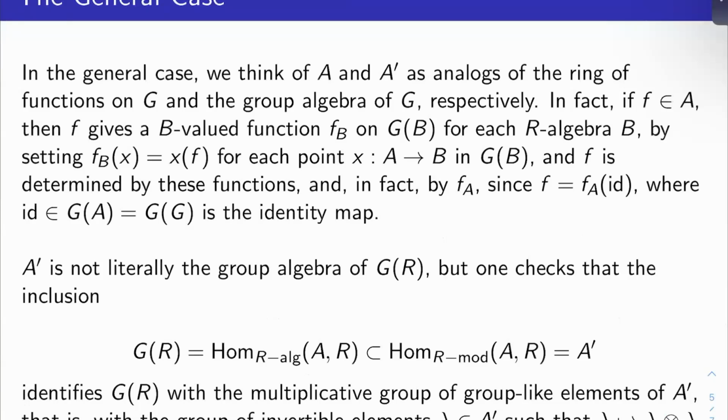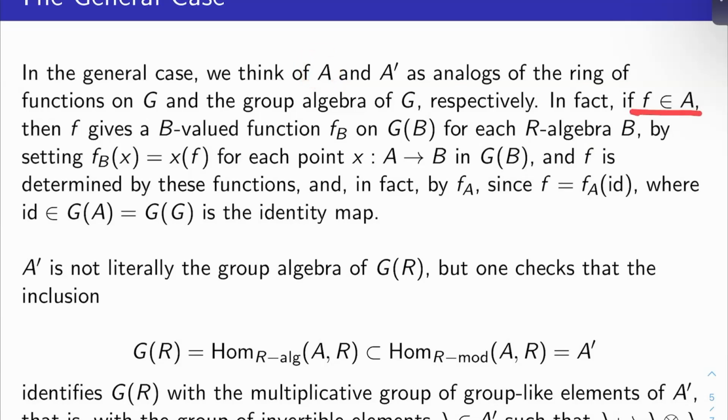So in general, you should think of A and A prime roughly as analogs of the ring of functions on G, the group scheme, and the group algebra of G, respectively. Now, this isn't quite right. It's mostly right. So the first part is definitely right. If f is in A, then f does give a B-valued function f sub B on G of B, the B-valued points of G, for each R algebra B. And what is that function? You just set f sub B of x to be x of f for each point x. And what is x here? It's an element of G of B, right? So it should be a map from A to B by equivalence of categories, if you like. But the analogy, at least for this first half here, is even stronger than that.